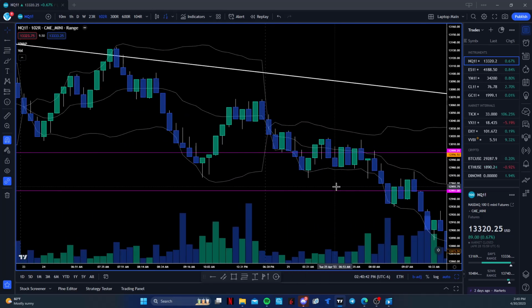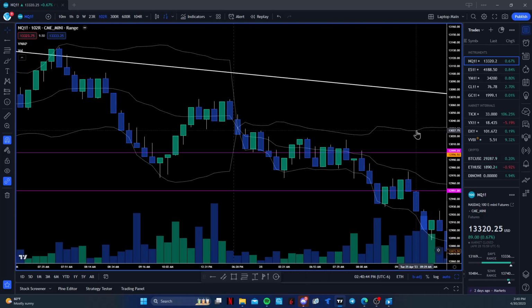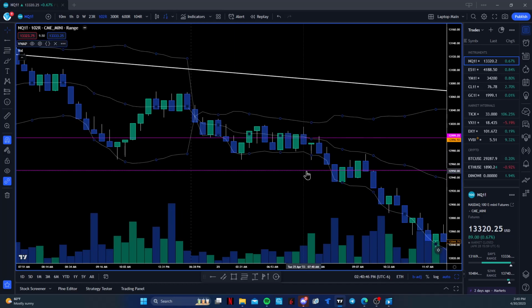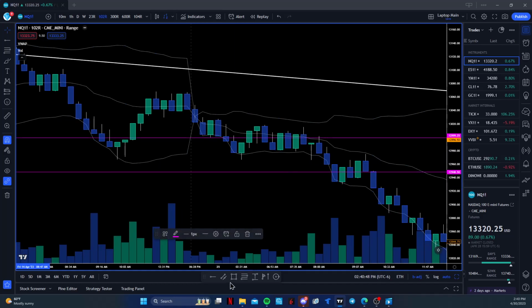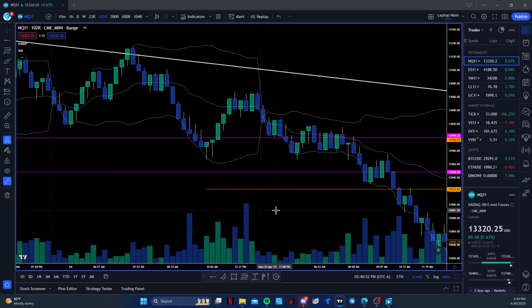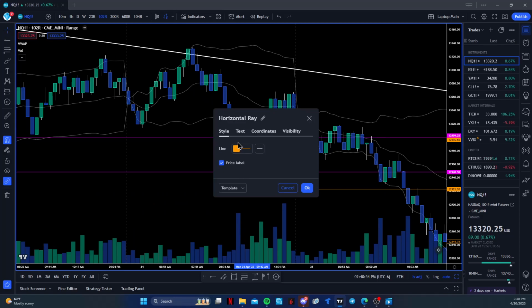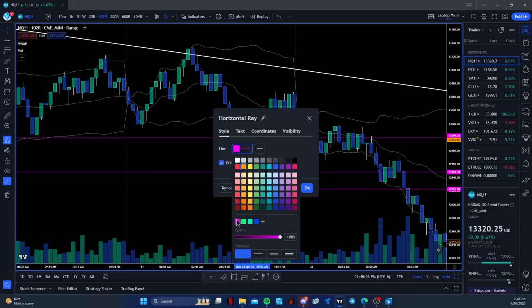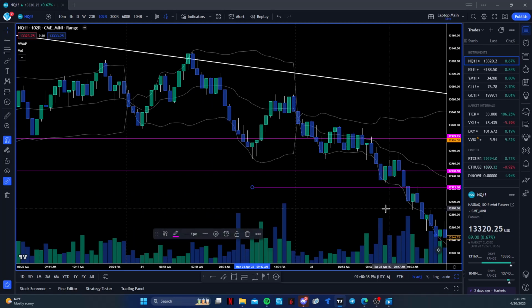Here's another one. So I believe we had the 950 level. You had 950, you had a 920 as well. And then you didn't have a level here until 840.